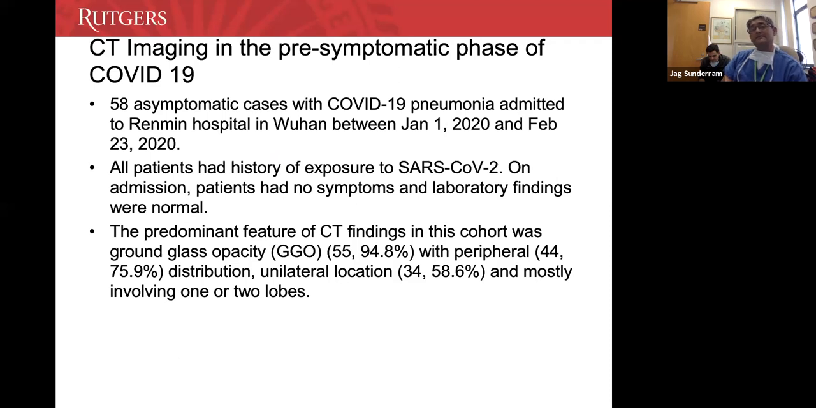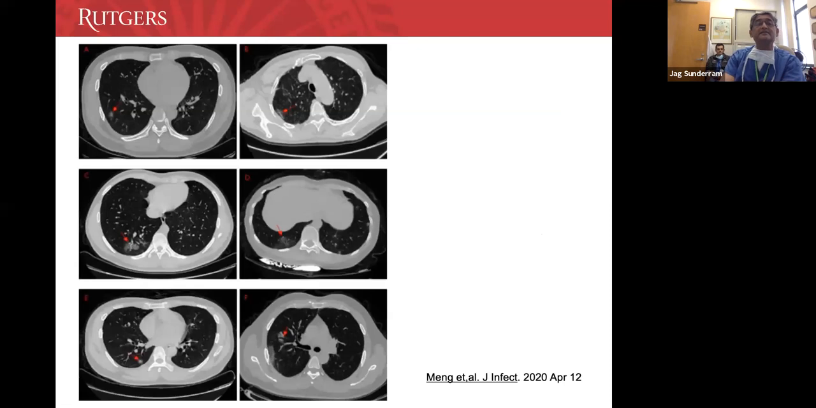Now, in the pre-symptomatic phase itself, there can be imaging abnormalities in people who have tested positive. There's data out of China that came out of the Renmin Hospital in Wuhan between January and February. They looked at about 58 people who were asymptomatic, who had tested positive but otherwise didn't have any symptoms, and their lab studies were normal. And they had pretty significant CT findings. There were ground glass opacities in almost 100% of them. Mostly they were peripheral in distribution, and mostly unilateral. Here's CT imaging from that paper, where the red arrow shows you the abnormal CT findings, a ground glass density that exists in the lower lobes, mainly unilateral in most of these instances.